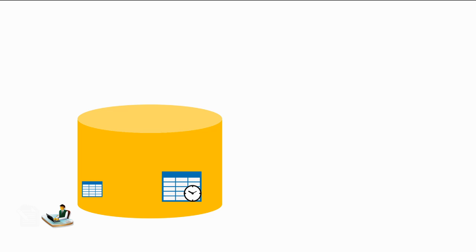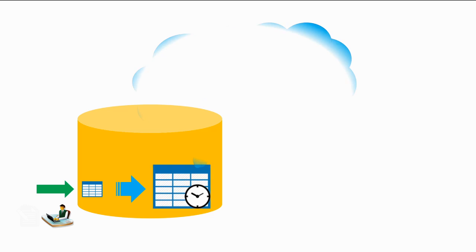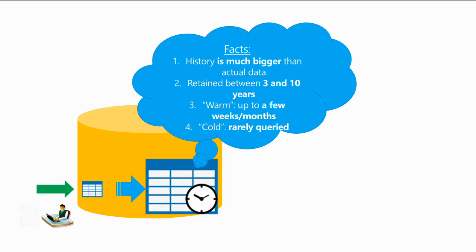Here is a typical situation that might happen in an environment where temporal is being used. Since people would like to keep the history data for many years, the history portion of the data will become so big, much, much bigger than the current portion of the data. And managing the data will become a nightmare.